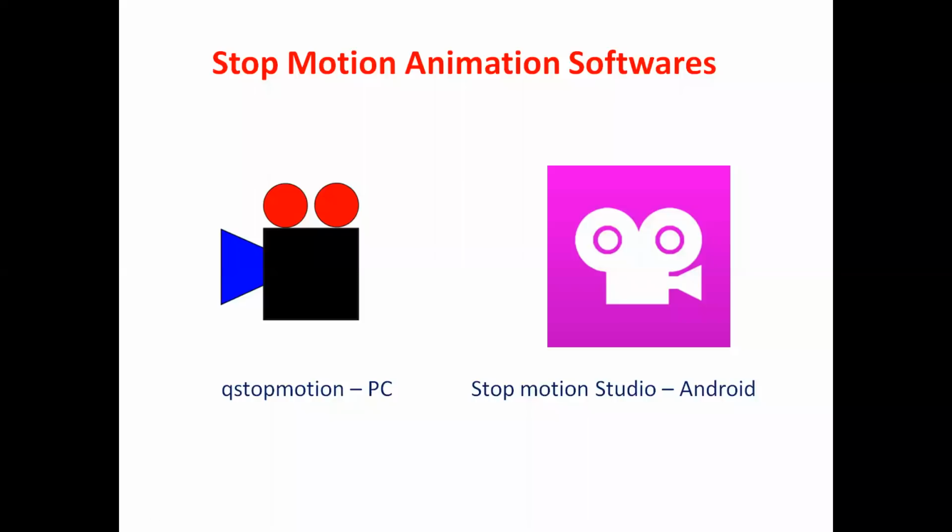And then now what we are going to learn is there are two types of animation softwares. This Q Stop Motion is for PC. This one is open source. And then the next one is Stop Motion Studio. This is for Android mobile. There are two different versions, Stop Motion Studio and Stop Motion Studio Pro. Stop Motion Studio is free with limited add-ons. So I request everyone to install this app after this session. Don't install now.